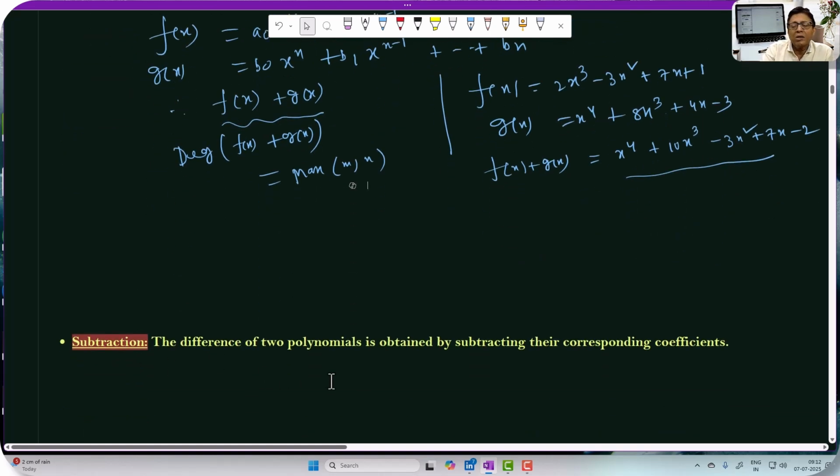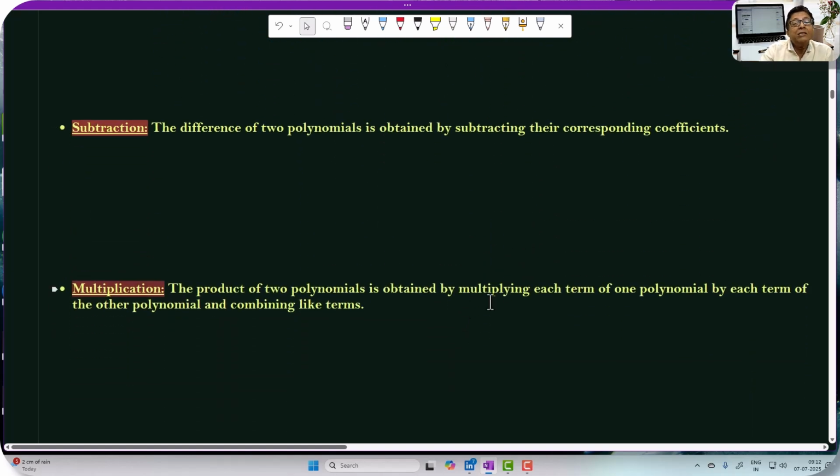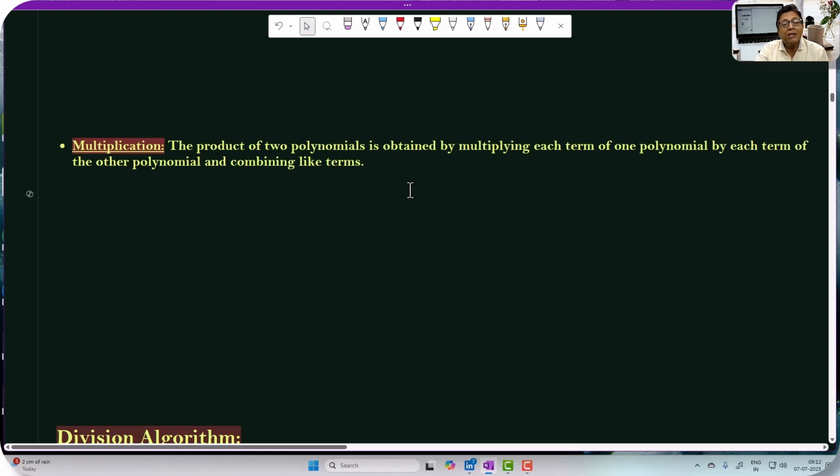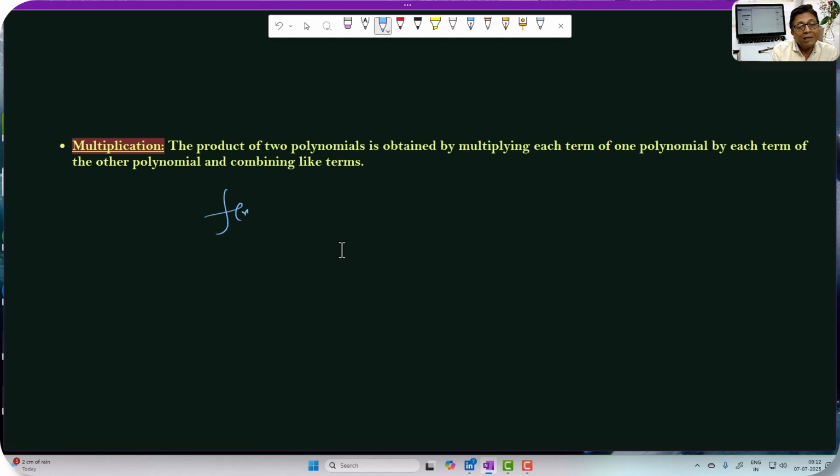Subtraction I don't want to mention separately. It will have the same thing where corresponding coefficients you can add. But for multiplication, what to do? Multiplication, you need to understand what will be the degree of the polynomial if two polynomials in this form, f(x) = a0 x^m + a1 x^(m-1) + ... + am, multiplied with g(x) = b0 x^n + b1 x^(n-1) + ... + bn, and m not equal to n.